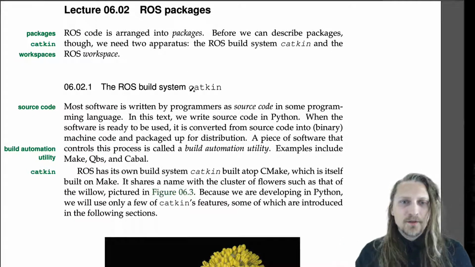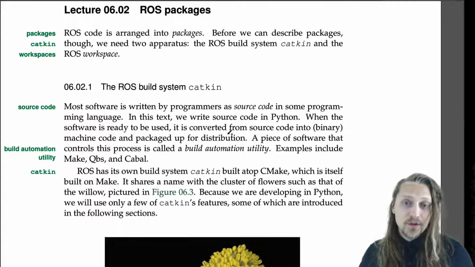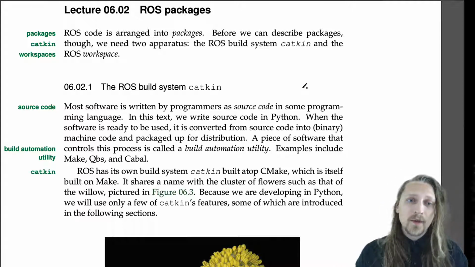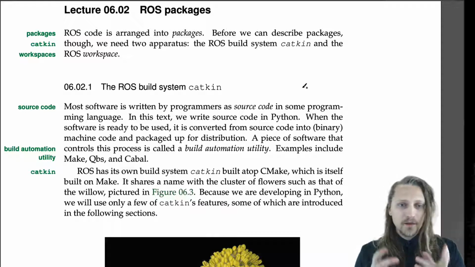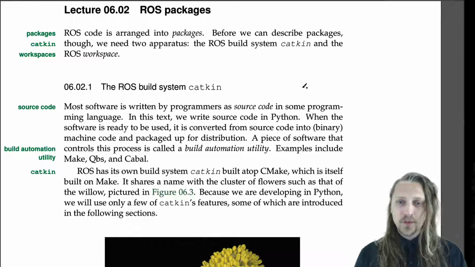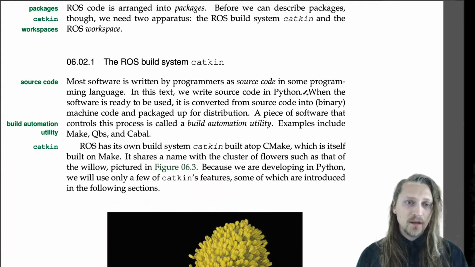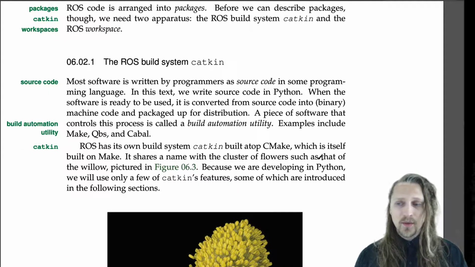Most software is written by programmers as source code in some programming language. In this text, we write source code in Python. When the software is ready to be used, it is converted from source code into binary machine code and packaged up for distribution. A piece of software that controls this process is called a build automation utility. Examples include make, QBS, and Cabal.